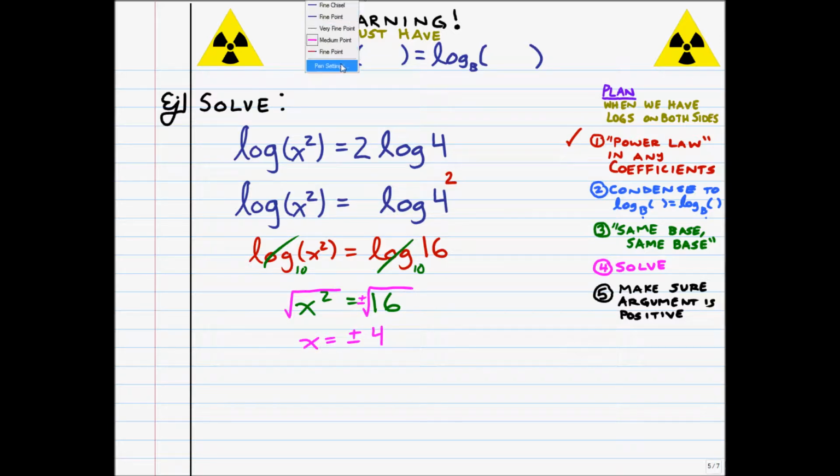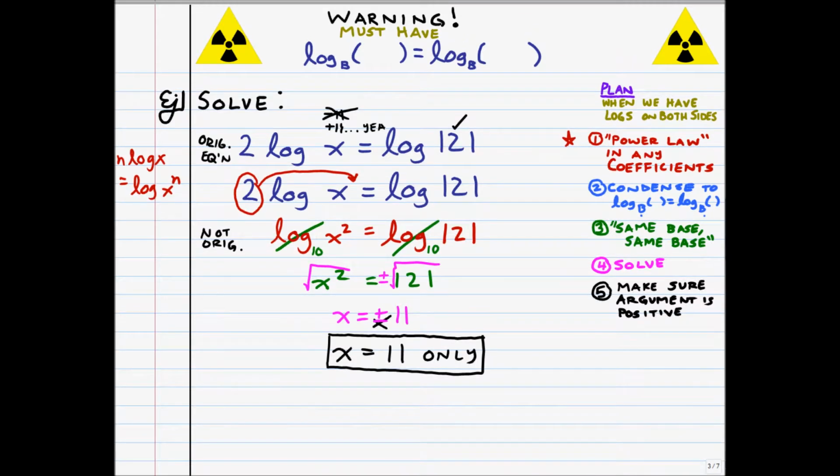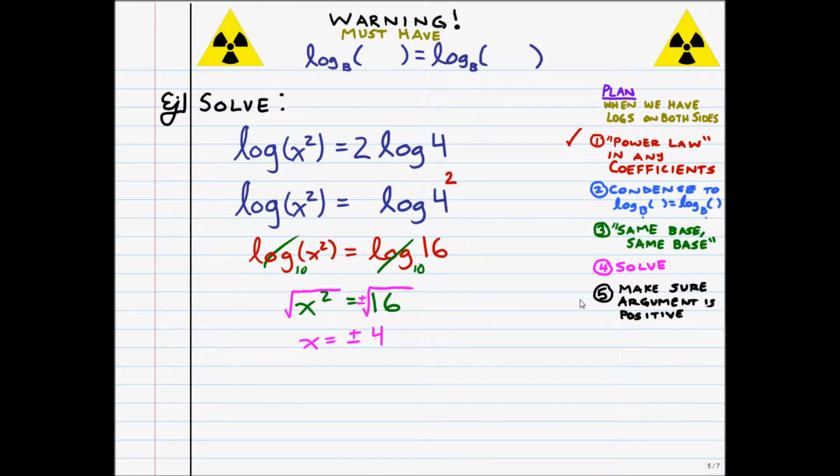So it appears that we have found our answers. But of course you go, no. I recall on the last problem that you had to check your answers because one of them was extraneous. One of them made the argument negative. So I say, okay, fine, it's in the plan. So, step 5, make sure the arguments are positive. Let's start with positive 4. If we plug in positive 4, we get positive 16. So that works. It's okay to have positive 16. If we plug in negative 4, I remember last time the negative didn't work.